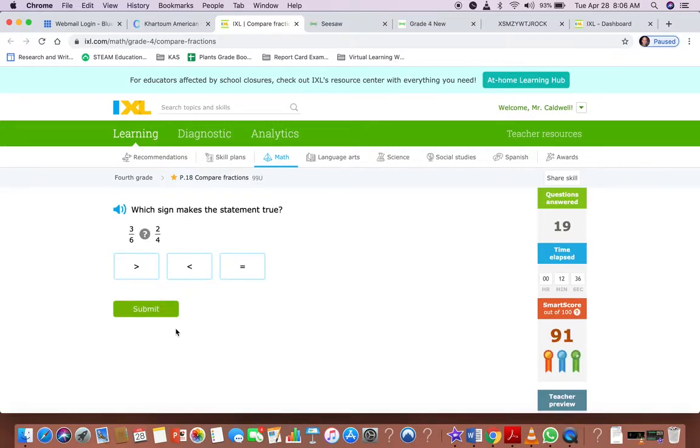All right. 3 over 6 is, let's see. So now we have to make this equal. If we multiplied 2 times 6, we could get 12. So this would be 6 over 12. And then to get this to be 12, we'd multiply it times 3. So this would be 6 over 12. So they'd both be 6 over 12, so they'd be equal.